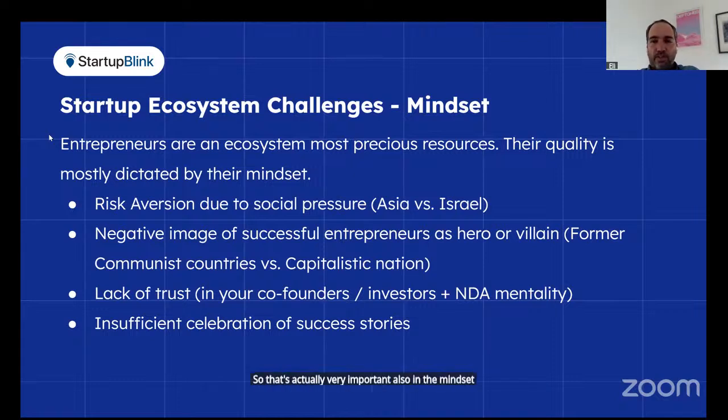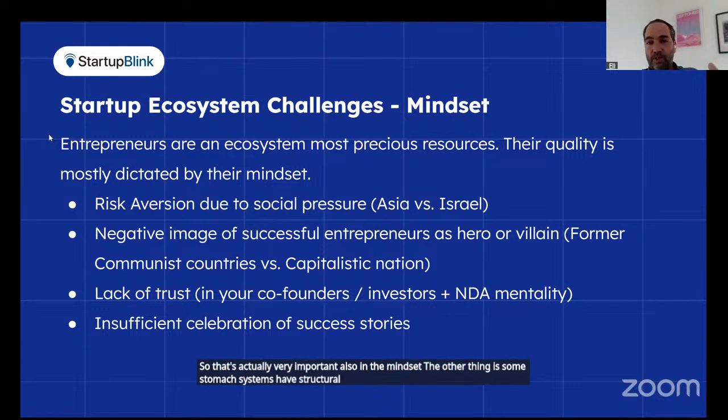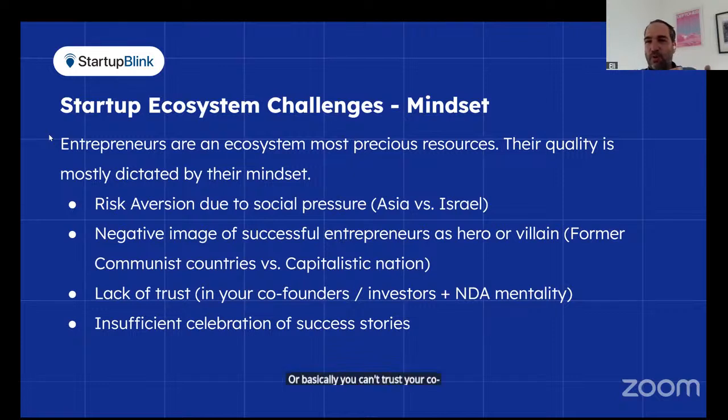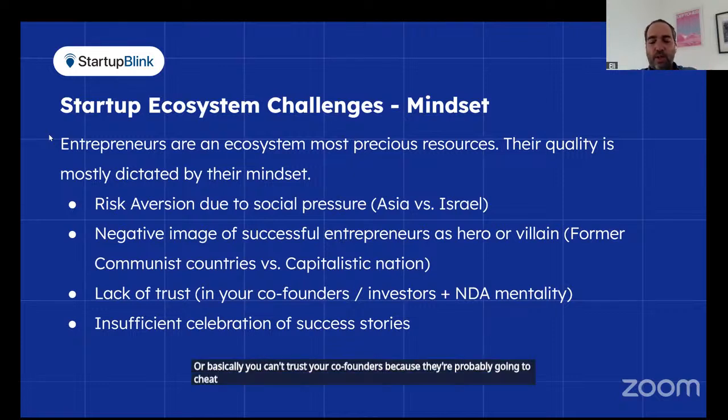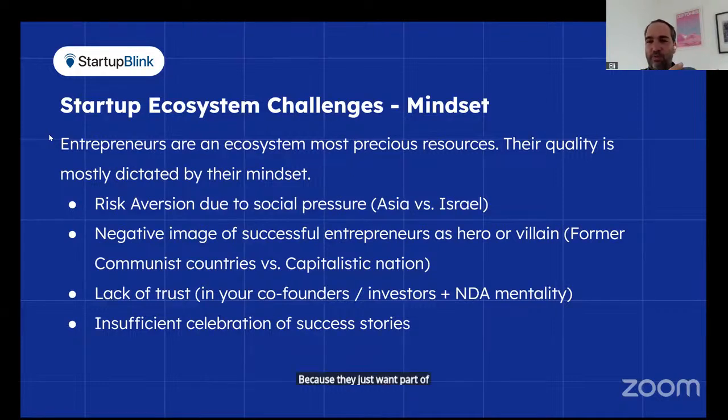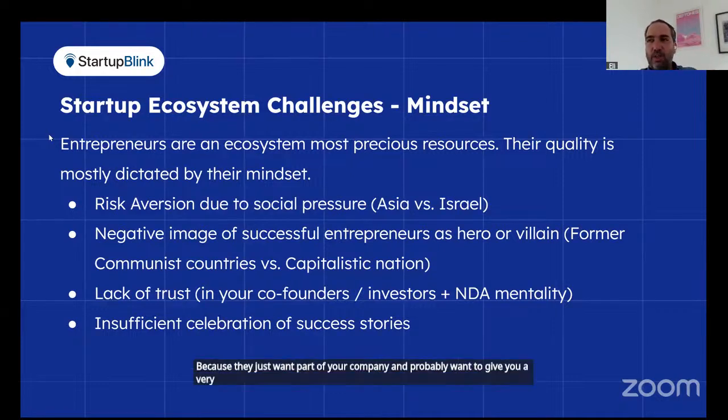The other thing is some ecosystems have a structural lack of trust. Basically, you can't trust your co-founders because they're probably going to cheat you. You can't trust your investors because they just want part of your company and probably want to give you a very low valuation. You don't trust people to even speak about your project, and you always want the NDA because someone's going to see it. So those ecosystems, and I've seen a lot of them, are not making it.